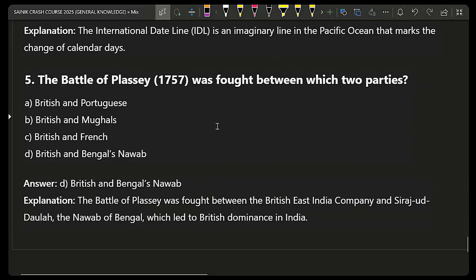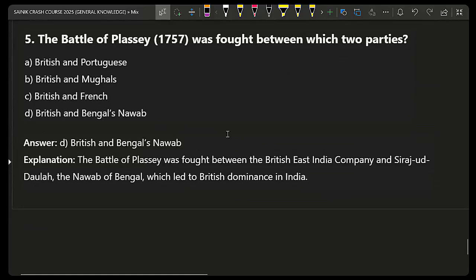British and Bengal's Nawab. The Battle of Plassey was fought between the British East India Company and Siraj ud Daulah, the Nawab of Bengal, which led to British dominance in India. Next question.